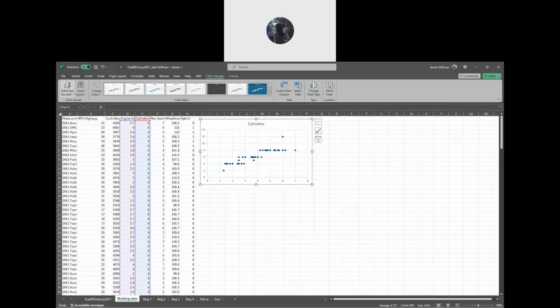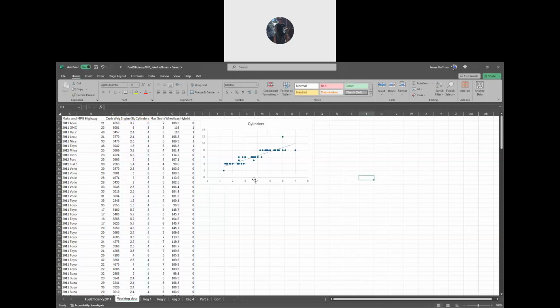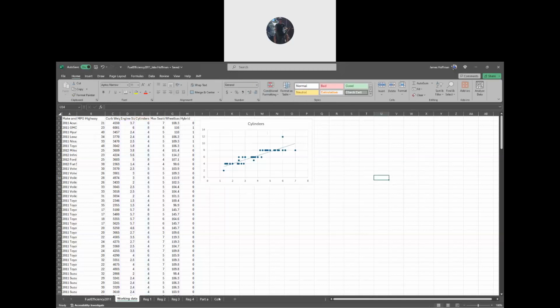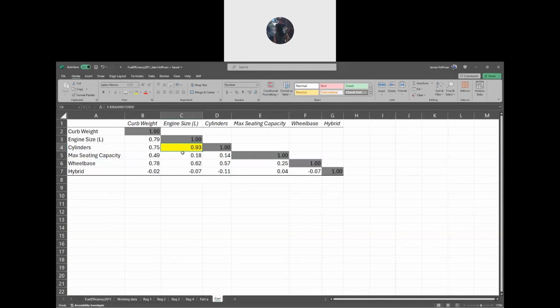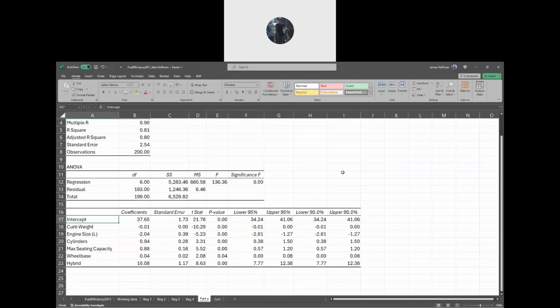If I were to put the trend line, it's clear that when engine size goes up, cylinders go up and vice versa. So there's a pretty big correlation between engine size and cylinders. What we'd want to do is look at the results from part A and take one of them out based on significance level. So if we're comparing engine size and cylinders, we'd probably want to take out cylinders, right?